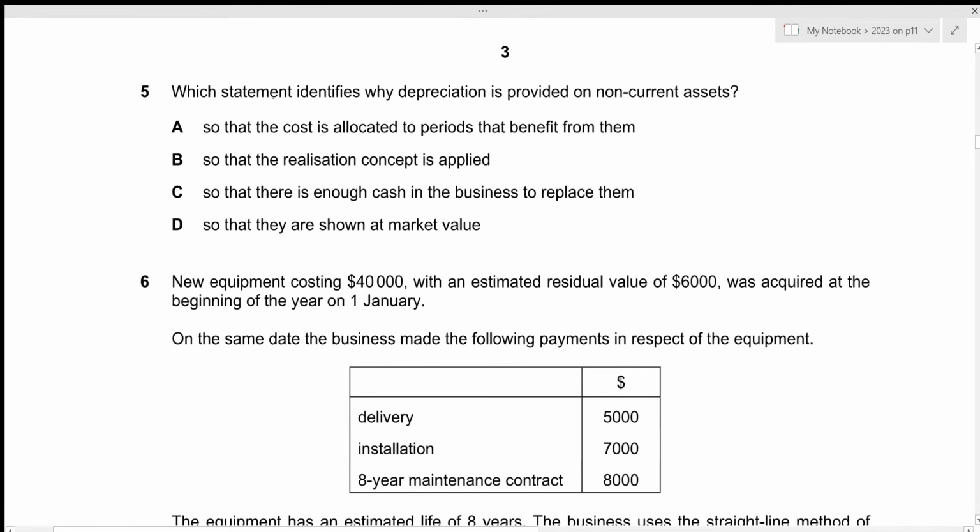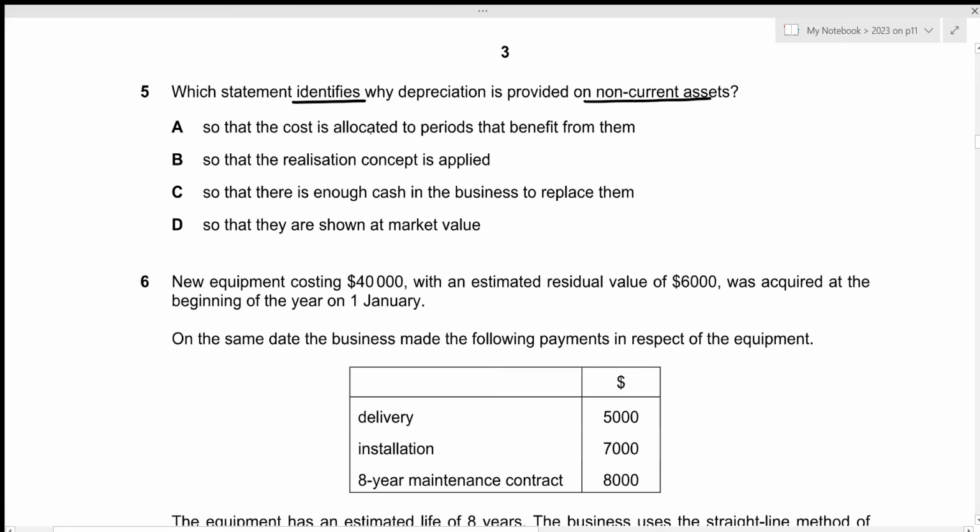Now for the fifth one, which statement identifies why depreciation is provided on non-current assets? Okay, so always remember that depreciation essentially divides the cost of the non-current asset among the years in which that particular non-current asset will be used, right? And the main concept is that any uses that you get from your non-current asset, you have to allocate the expenses in the consequent years, right? So that's the concept that we're looking for.